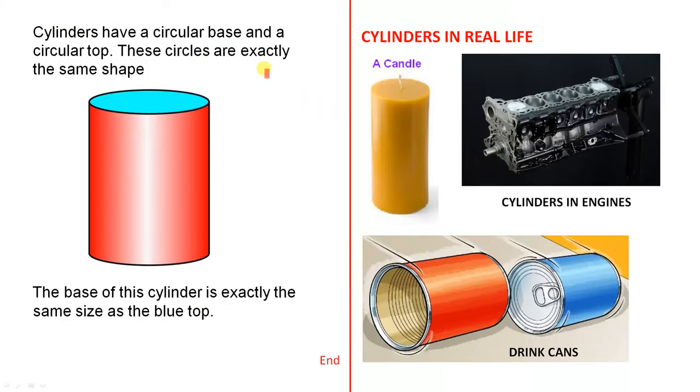Cylinders have a circular base and a circular top. These circles are exactly the same shape. The base of the cylinder is exactly the same size as the blue top.